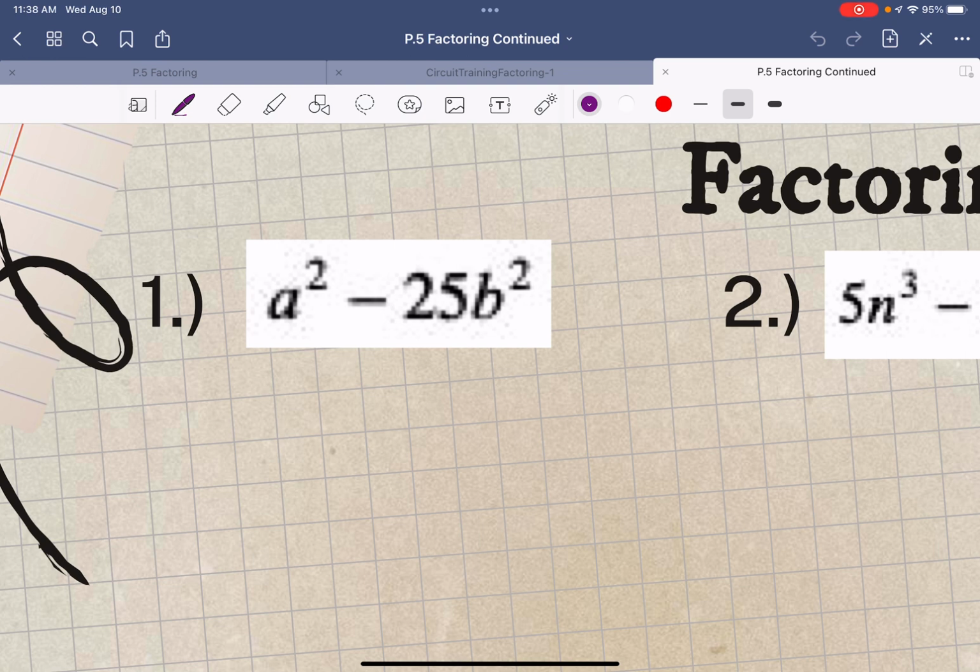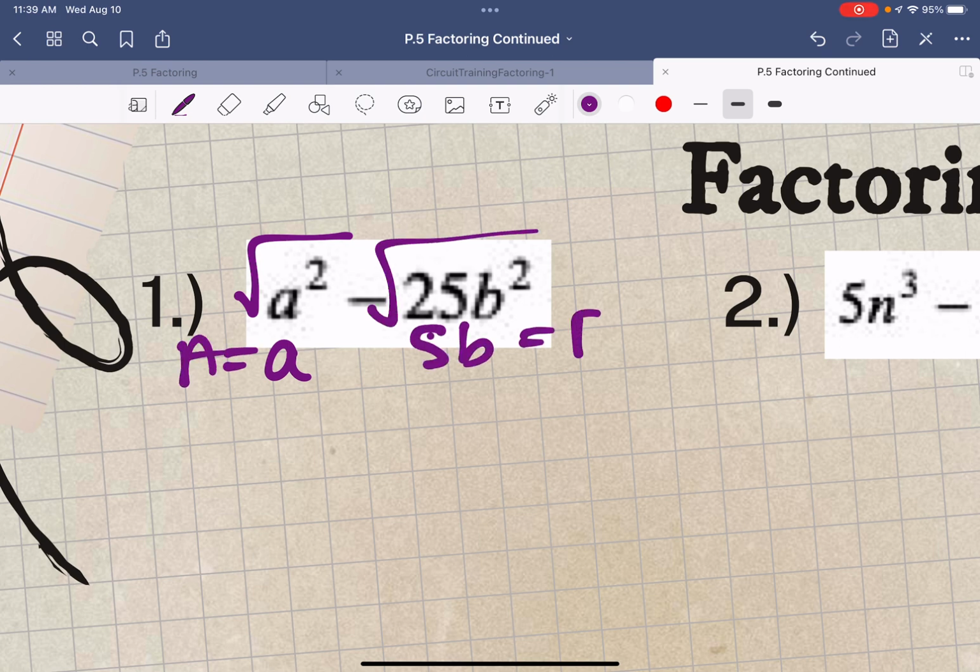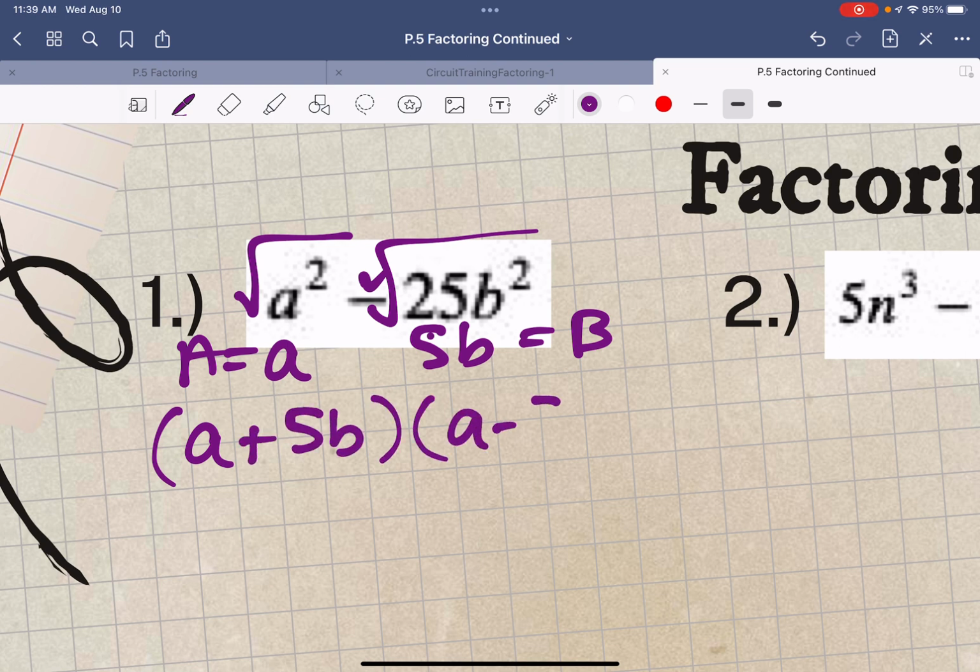This is going to be a difference of squares. So remember, you've got to check for 3 things with that. Are there 2 terms? Yes. Do both terms have a square root? That one would be A. This one would be 5B, so that becomes my A. That's my B. There's a minus sign in the middle. Yes, I can use that. And so that becomes A plus 5B and A minus 5B.